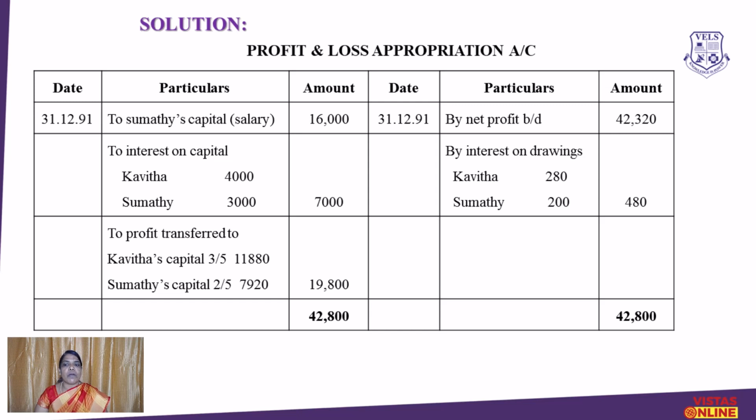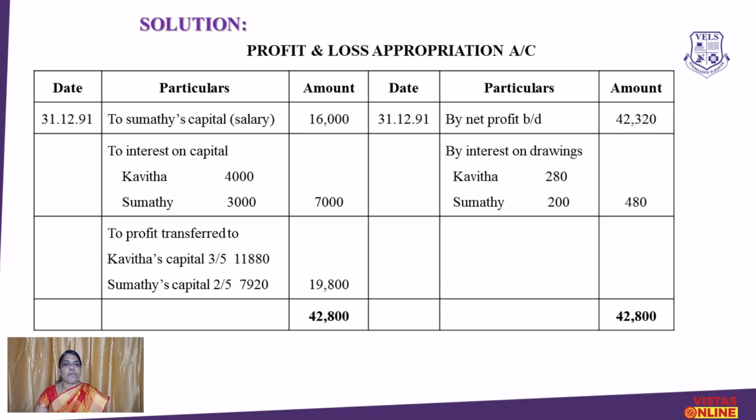After that, we have to equalize both sides. In the credit side, the total is higher than the debit side total. The total value is 42,800. After that, we should subtract the debit side total. We will get the profit 19,800. We can write it to profit. This profit we should transfer to both partners, that is Kavita's capital as well as Sumati's capital.